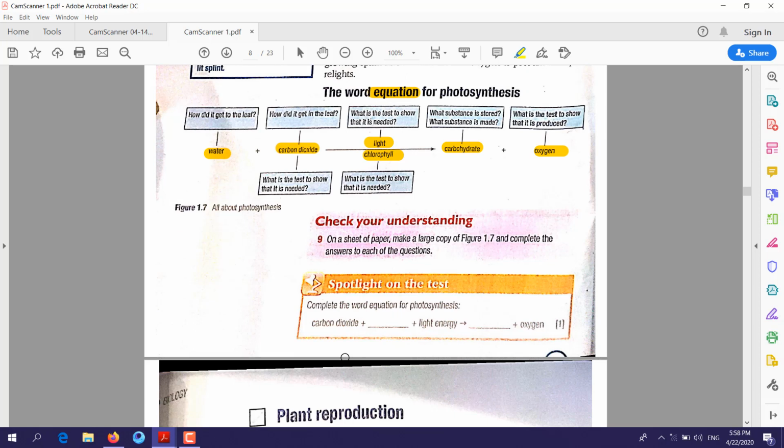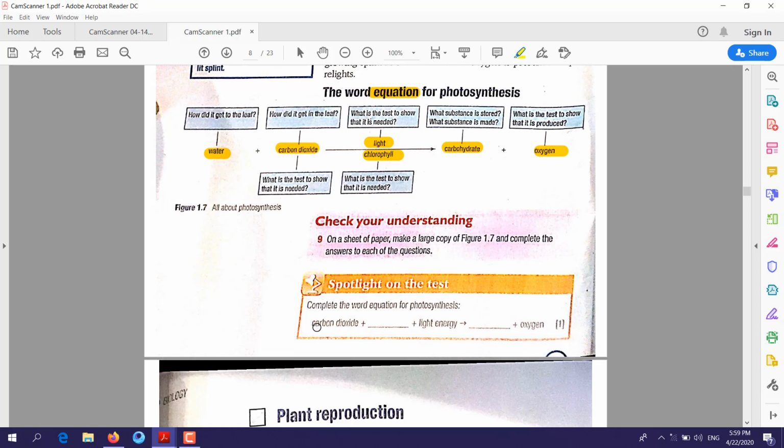Spotlight on the test. Complete the word equation for photosynthesis. As I mentioned, the equation of photosynthesis is very important. It's like every year there will be a question about the equation of photosynthesis. Now, how do we complete this equation? Carbon dioxide plus what plus light energy equals what and oxygen?